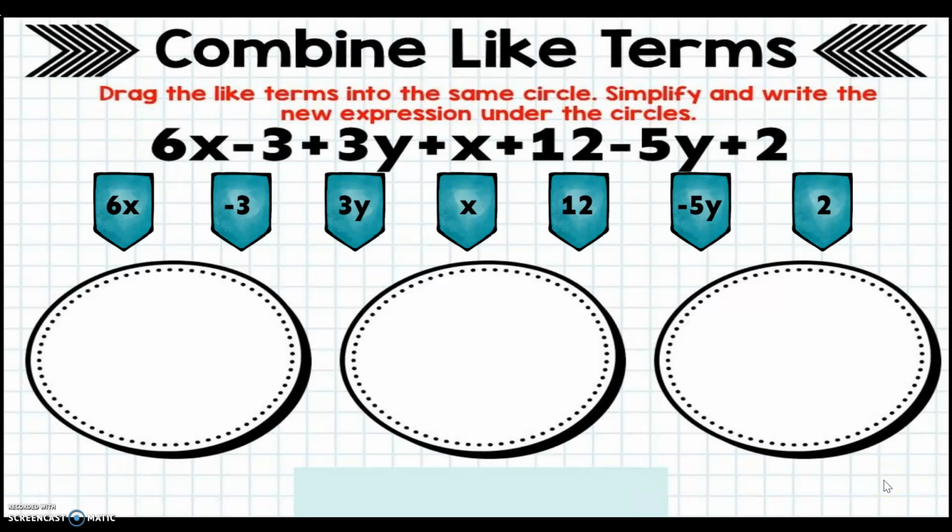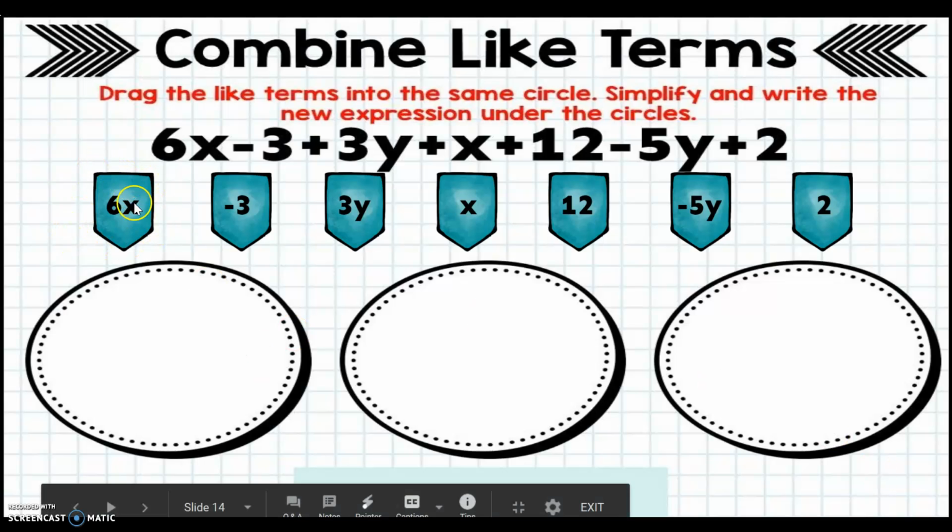We're going to drag the like terms into the same circle, simplify and write the new expression on the bottom like you saw in the previous screen. So we have 6x minus 3 plus 3y plus x plus 12 minus 5y plus 2. So we're going to take these little flags and drag them down to the correct circle.